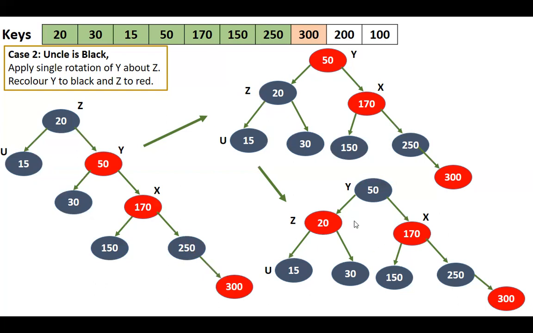What is the next step? Rotation is over, so the next step is to recolor the nodes. Recolor Y, which was red, to black, and recolor Z, which was black, to red, right? We're changing the color of parent and grandparent. Fine. Now you see the tree is balanced. There is no red violation. The black height on each path, the number of black nodes, is one here, one here, one here, and one here. So the tree is balanced.